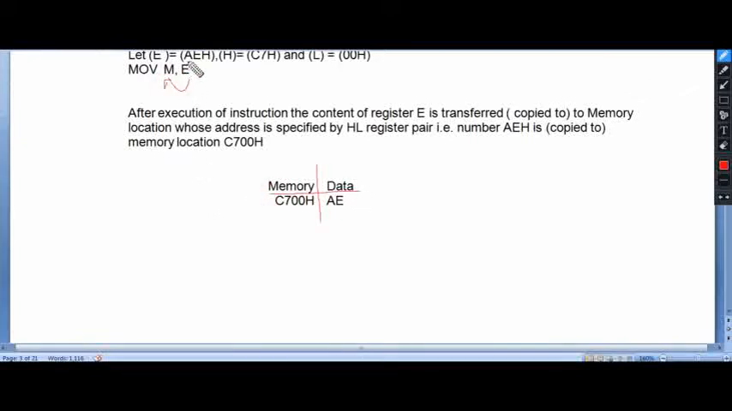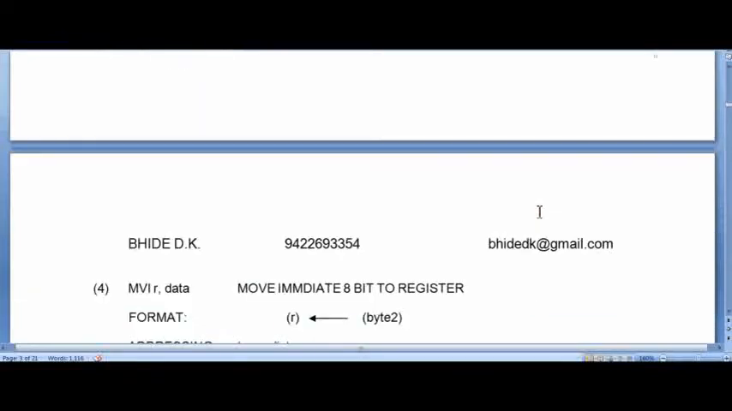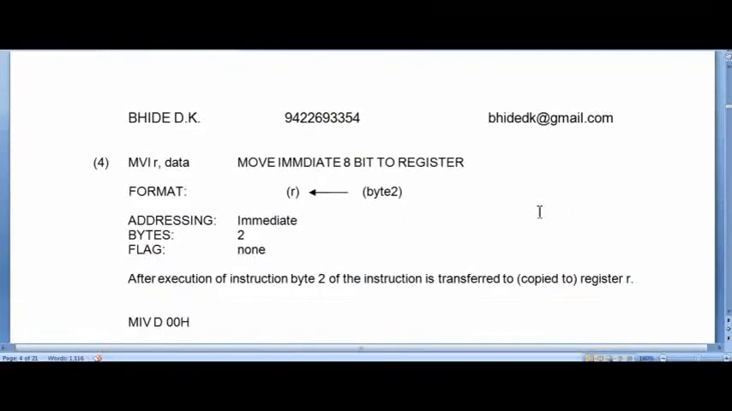What is the number in register E? The number in register E is AE. It goes to memory location C700. That means the content of C700 becomes AE. That means the number present in C700 becomes AE. That is the next instruction from the data transfer group. Let us go for the next instruction from the data transfer group.